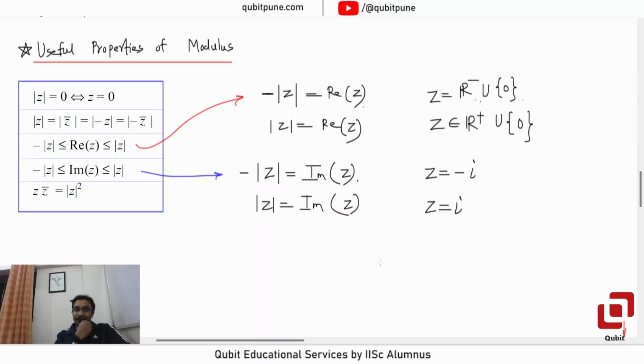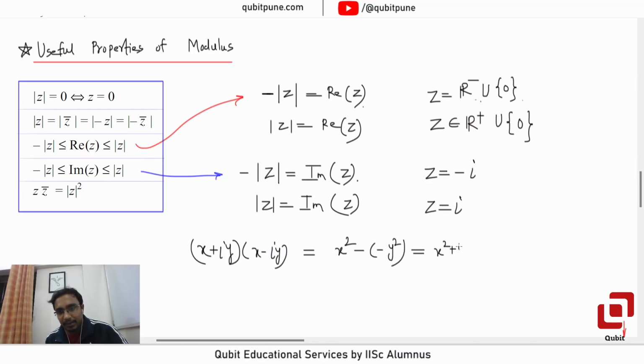Okay. Fifth, z z bar is equal to mod z squared. Yeah, that is something that you people already know. x plus iy into x minus iy. Use a plus b, a minus b. It is a squared minus b squared. That is x squared plus y squared. That is under root of x squared plus y squared, squared. Correct? Okay? Fine.